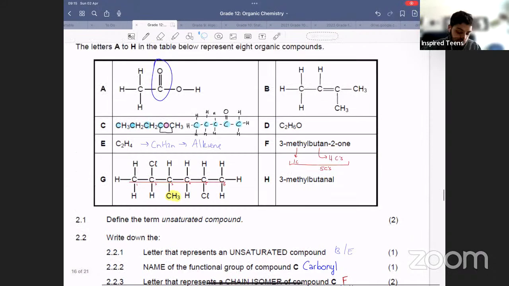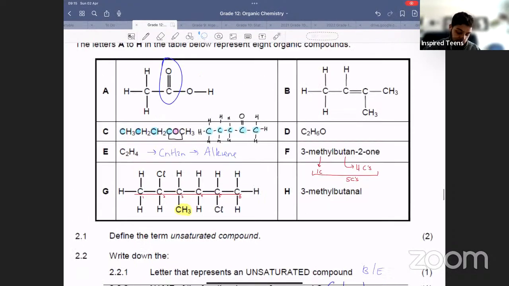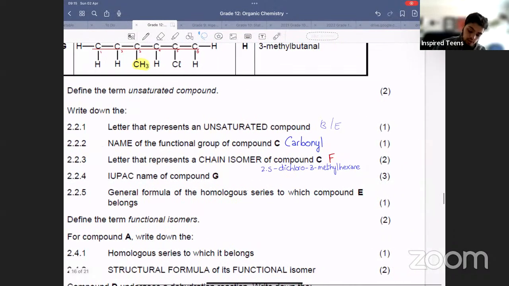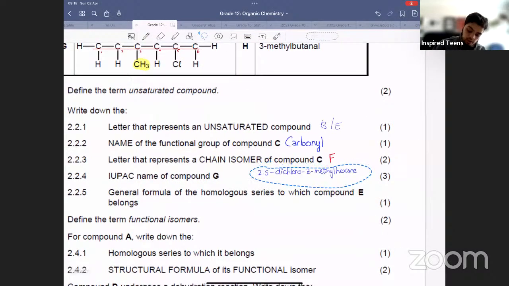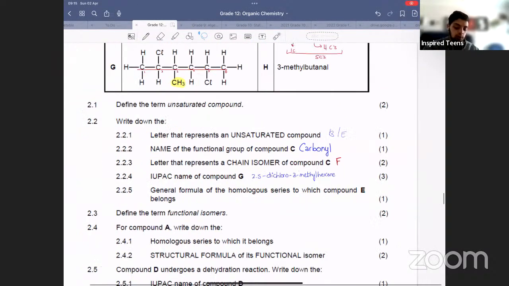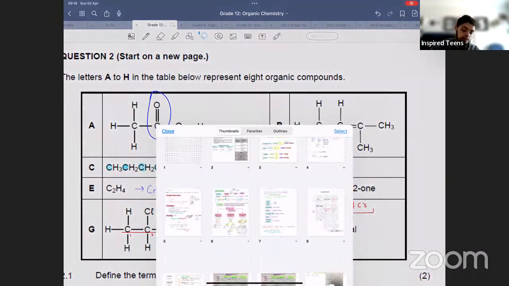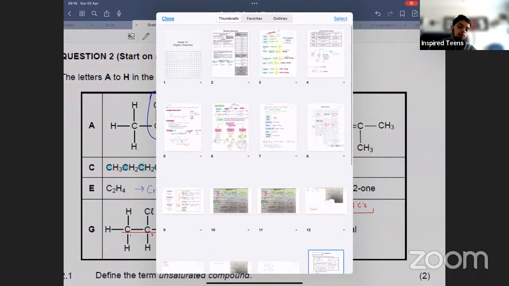IUPAC name of compound G, 2.2.4. Okay, we just did that actually. General formula of the homologous series to which compound E belongs. Okay, we already kind of did that. Remember, compound E belongs to alkenes. So you see why it's important for us to know the general formulas. Okay, they look a little something like this.